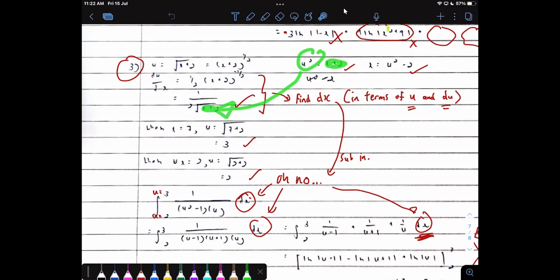So you need to take a square root of u square, which will eventually become a u. So 1 over 2 times u. Then after that, you can make du the subject. Do you understand what I'm saying?